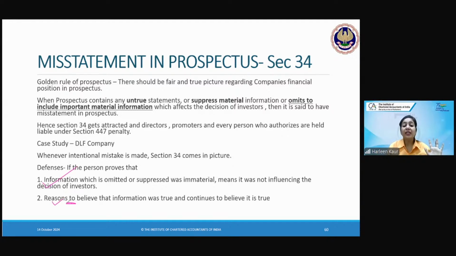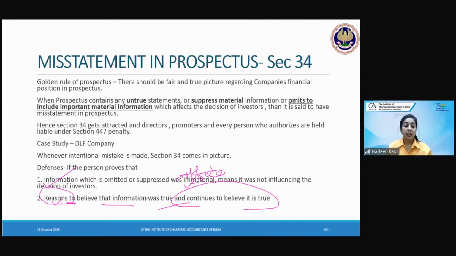And second is where they had reasons to believe that the information was true and they continue to believe it is true. Now here we have taken the example of office address. If one of the office addresses is not disclosed, then it is immaterial. Immaterial means not important. It is not influencing the investor's decision, then it's okay. You had reasons to believe that the information was true and you continue to believe that. So you knew that whatever the company is saying, it is saying truthfully. It is not saying anything false.